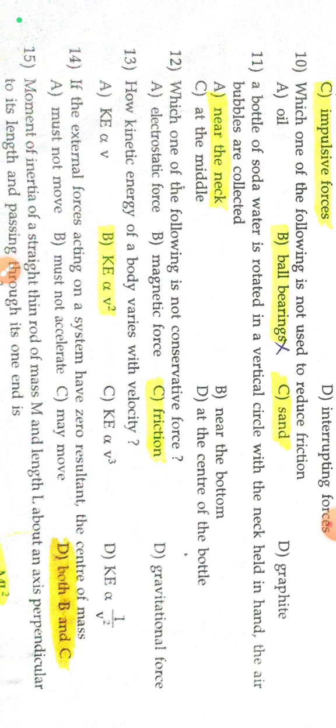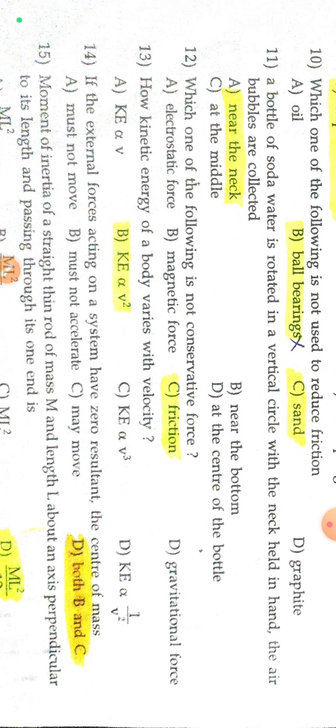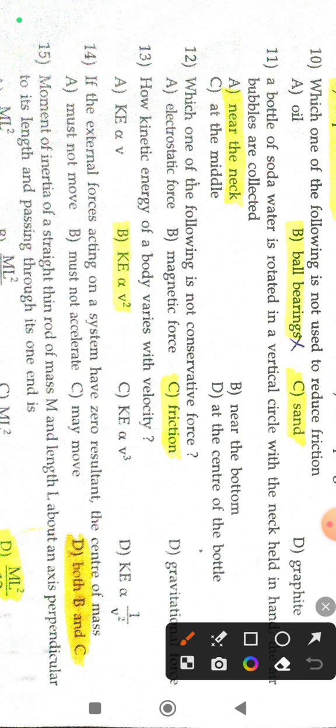We will discuss the 12th question. Which one of the following is not a conservative force? Electrostatic force is a conservative force, so that is not the right answer. Next, magnetic force is also conservative. Gravitational force is also a conservative force, so friction is not conservative, so the answer is C.